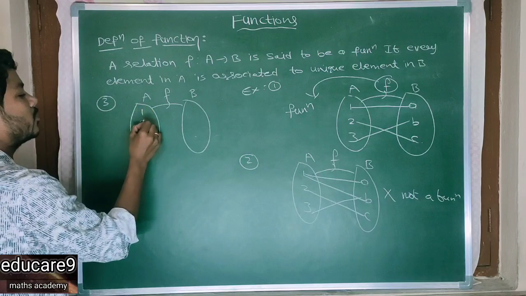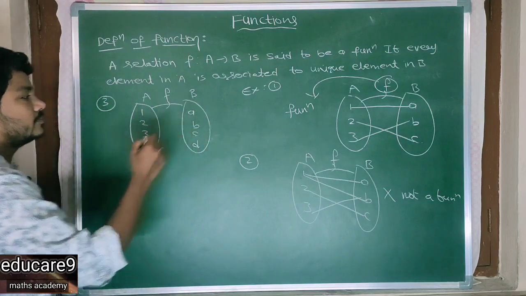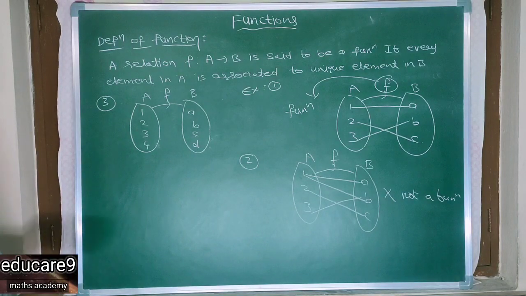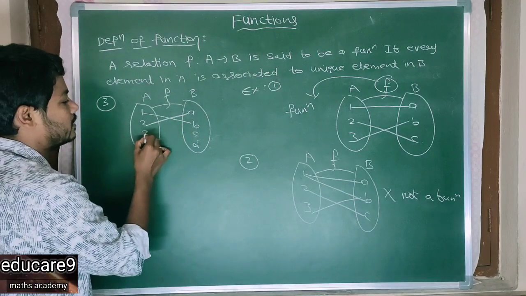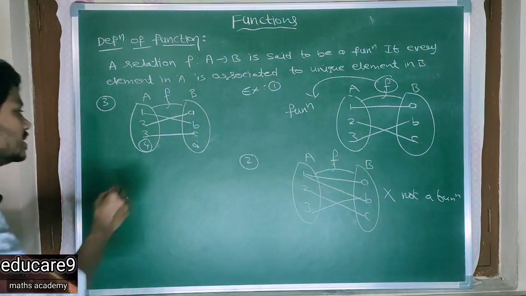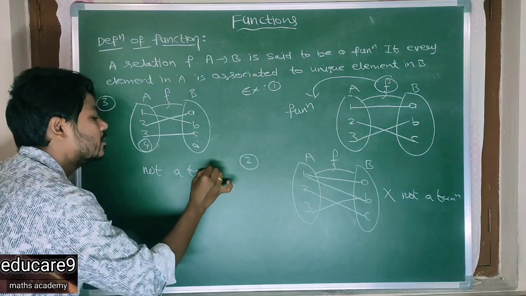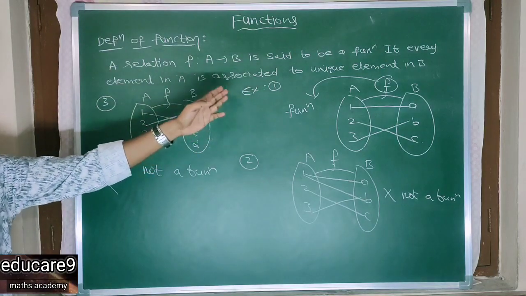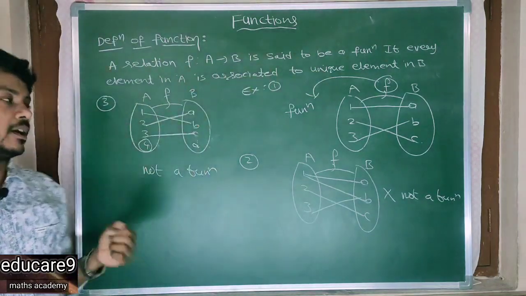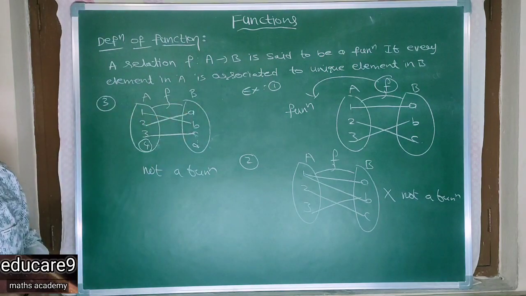So take the same example: 1, 2, 3, 4 and A, B, C, D. So 1 is mapped to B, 2 is mapped to A, and 3 is mapped to C. This is not a function, because by the definition of a function, every element in A is associated to a unique element, but 4 does not have any mapping in B. That's why this is not a function.